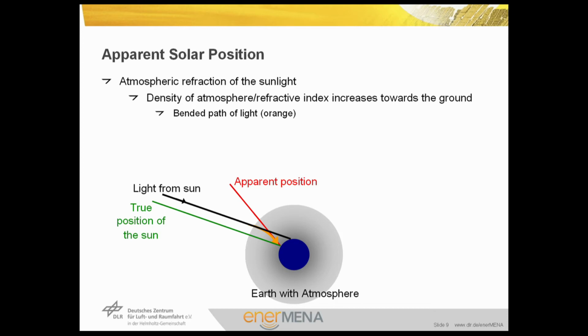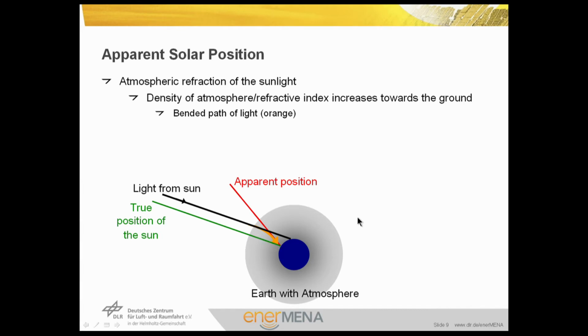The apparent solar position is not exactly the true solar position. This is explained in this sketch. So here we see the Earth as the blue circle and the atmosphere as the gray circle. We see the true position of the Sun, which is given by both the green and the black line. And we see the apparent position of the Sun as the red line. If we are here sitting on the ground, we will see the Sun in the apparent position. This position is different from the true position due to atmospheric refraction of the sunlight. The density of the atmosphere and so also the refractive index increases towards the ground. Because of that, the path of the light is bended as shown with this orange arrow.